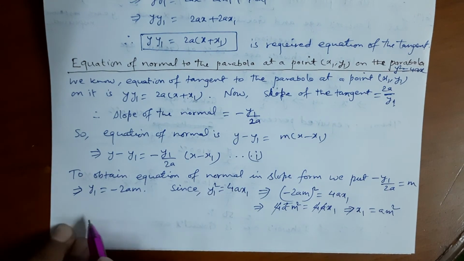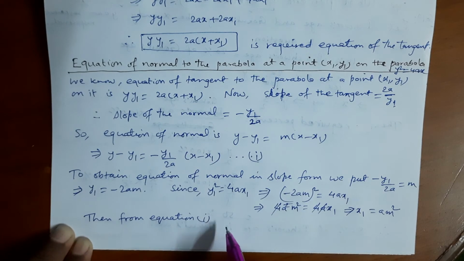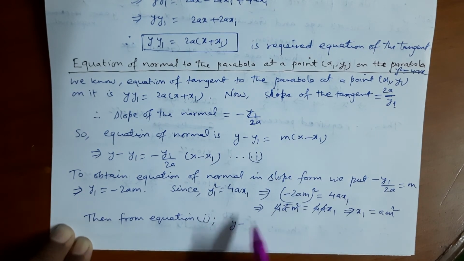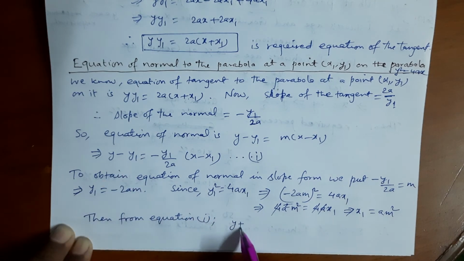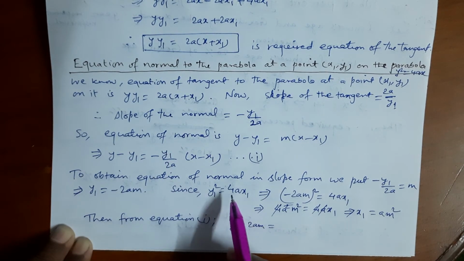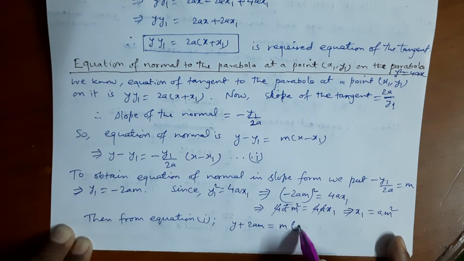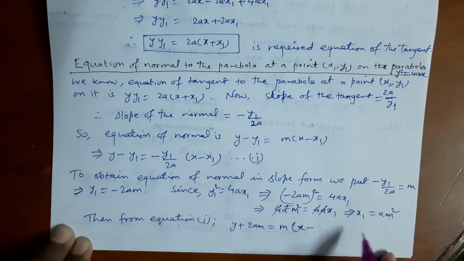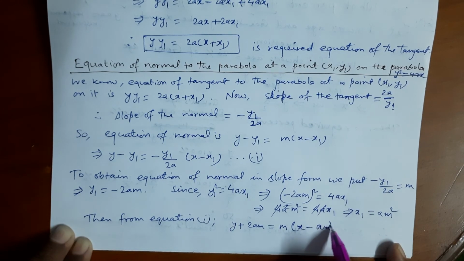Then substituting the values of x1 and y1 from equation 1, y minus y1, where y1 is minus 2am, so minus and minus becomes plus 2am, equals minus y1 over 2a, which is m, times x minus x1, and in place of x1 we write a m square.